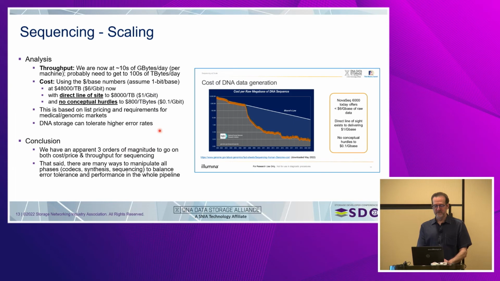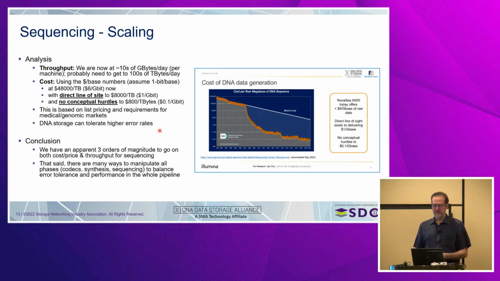Okay. So as far as scaling of sequencing, today the high-end Illumina machines, for example, are at tens of gigabytes per day of data. So it's not very high. We probably need to get to hundreds of terabytes per day.